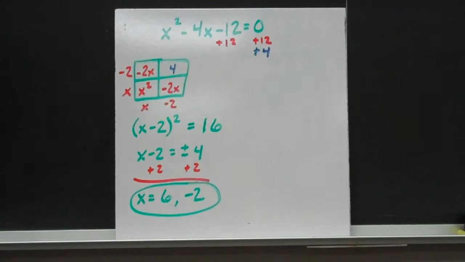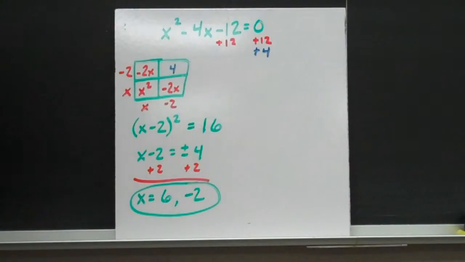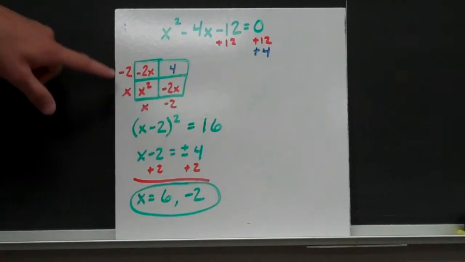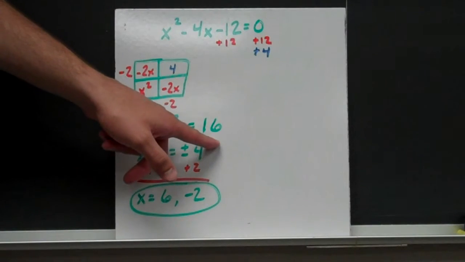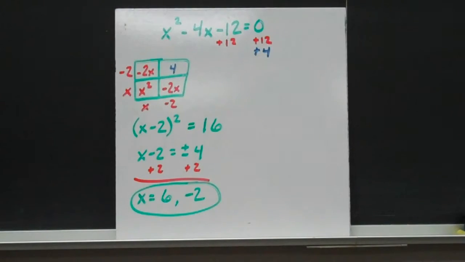Think about a scale. To keep things balanced, if you add something to one side of the scale, you add it to the other side to keep it balanced. So we add 4 to the other side of the equation. Now on the outside of the square we have x minus 2 squared, or x minus 2 times x minus 2. It equals 16. 12 plus 4 is 16.